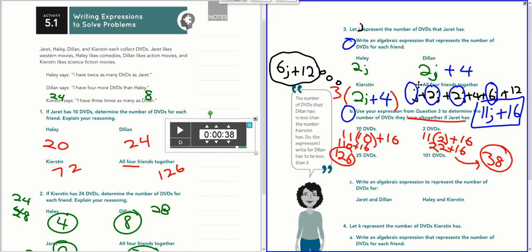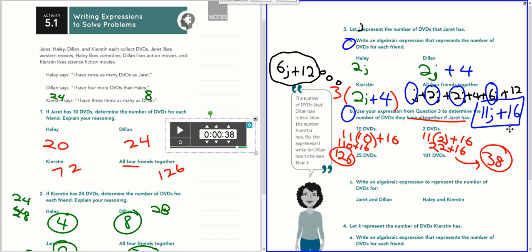Then when I put all 4 together, don't forget Jarrett, put the J here, and then Haley's 2J, and Dylan's 2J plus 4, and Kirsten's 6J plus 12. It's all right here. Again, I can clean this up a little bit if I combine like terms. I have 6, 2 makes 8, 2 more makes 10, and this 1J over here makes 11 J's. And then the 4 and the 12 makes 16. So all together, this is 11J plus 16.